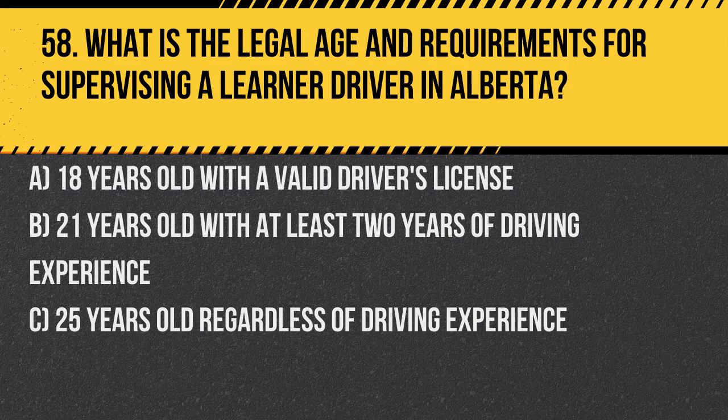Question 58. What is the legal age and requirements for supervising a learner driver in Alberta? A. 18 years old with a valid driver's license. B. 21 years old with at least 2 years of driving experience. C. 25 years old regardless of driving experience.